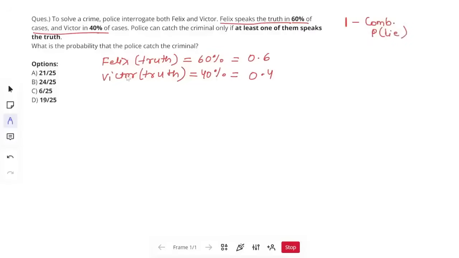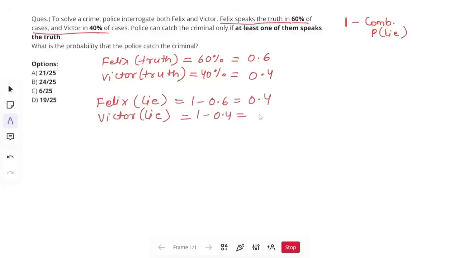So till now we have found out the probability of truth for Felix and Victor. Now what we will do is find out the probability of lie. So Felix's lie probability is how much? If 0.6 is for truth, the remaining will be lie, which is 1 minus 0.6. 1 minus 0.6 is going to give us 0.4. In the same way, for Victor, the lie probability is 1 minus 0.4. So this is going to give us 0.6. So we have got the lie probabilities.